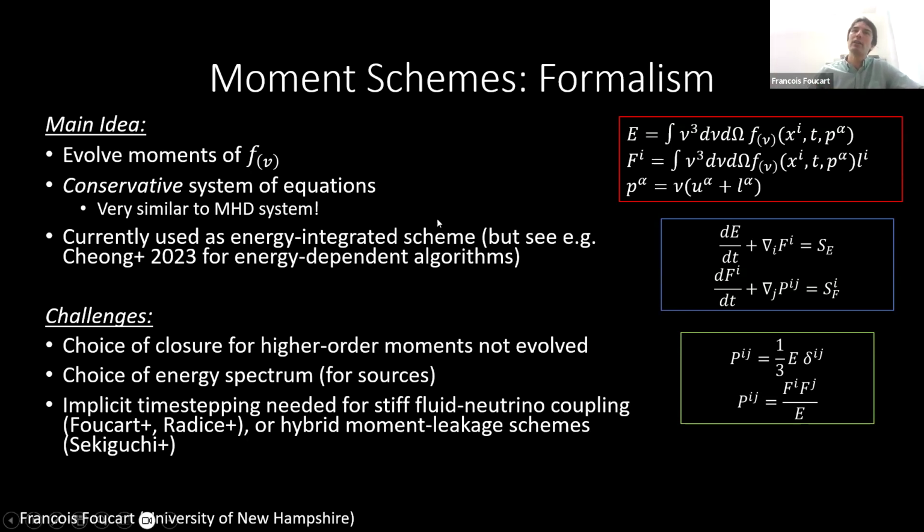A second issue is that as implemented in current merger simulations, moment schemes use energy integrated moments. So we integrate over neutrino energy, and so we lose the spectral information, the information about the spectrum of neutrinos. And so we need a separate closure, effectively, for the energy spectrum of neutrinos. And we know that neutrino matter interaction rates are very sensitive to the energy of neutrinos. And so potentially these interaction rates are going to be impacted by inaccurate assumptions about the energy spectrum of neutrinos.